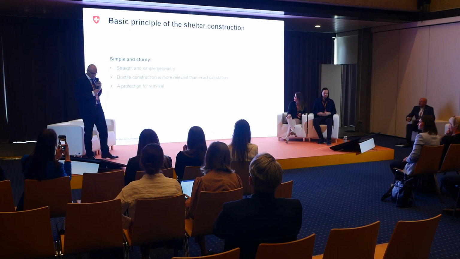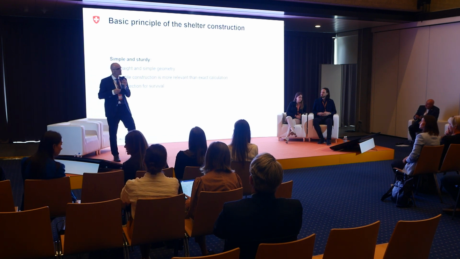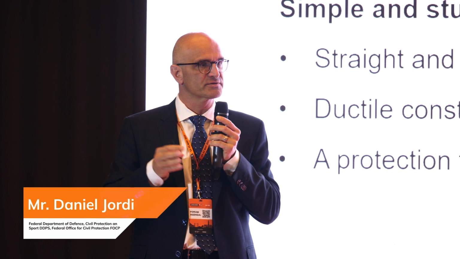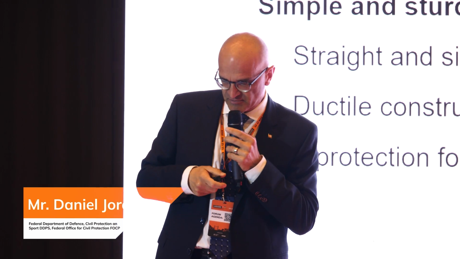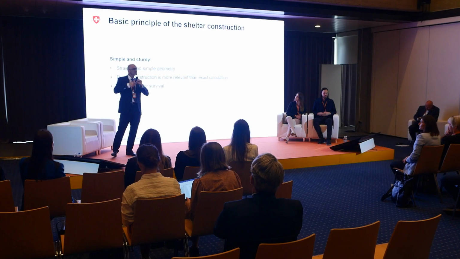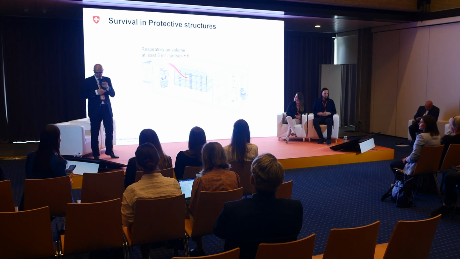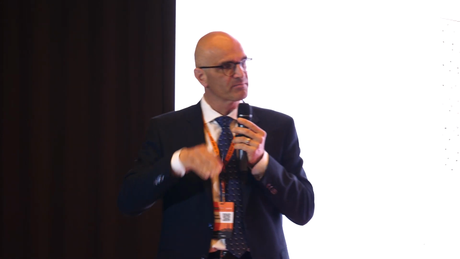The other idea is we built straight and simple geometry with ductile construction. It's more important than having an exact calculation. You will have losses in any case if you have a war, so make it ductile, as cheap and as good as possible. And it is a protection for survival. It's not for living, it's just for survival. What do you need for survival? Respiratory air volume, 3 cubic meters per person and hour. You have 1 square meter of shelter place, so you have the beds three atop each other.